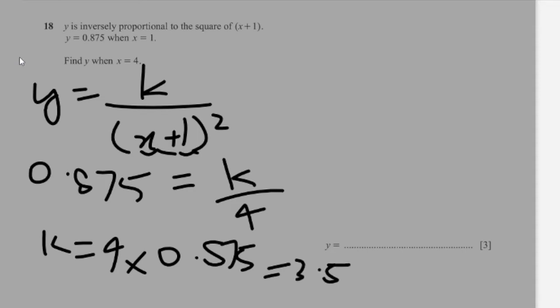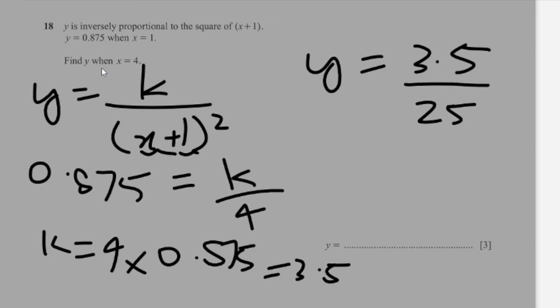Now we're going to be substituting the value of k to find out y. Y is equal to 3.5 divided by x plus 1 squared, which is 4 plus 1, that is 5, and squared gives us 25. 3.5 over 25 gives us the value of y as 0.14.